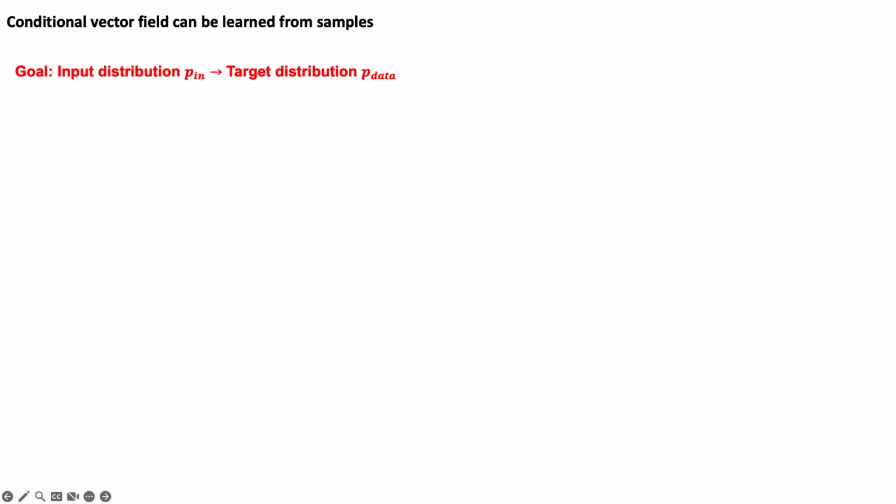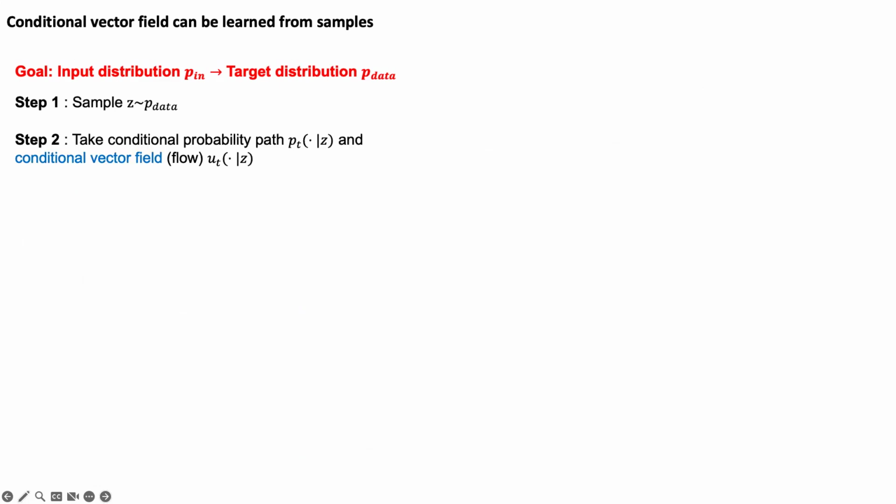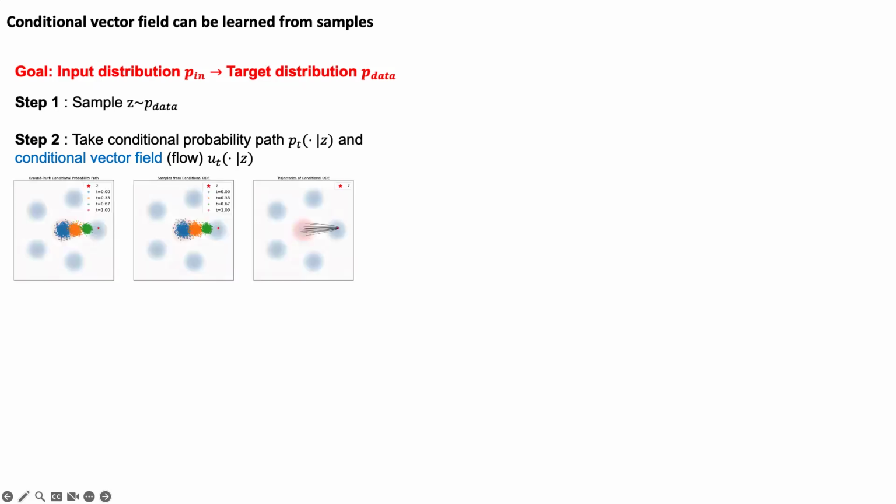Okay, so again, our goal is to go from input to output. First we have samples from the output distribution. Now we can take a conditional probability path and the conditional vector field. So this is in a picture. You start with this red circle. You have samples, and the targets are the surrounding 5 circles. Actually, you take only one sample, the red dot here, and you run some vector field.